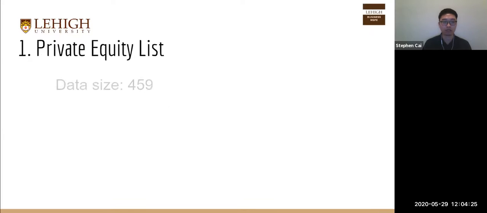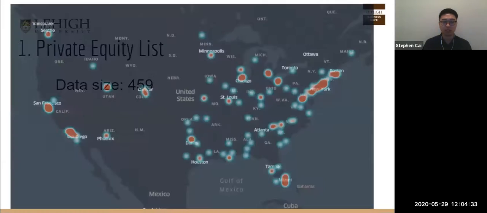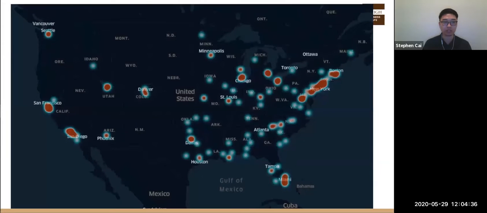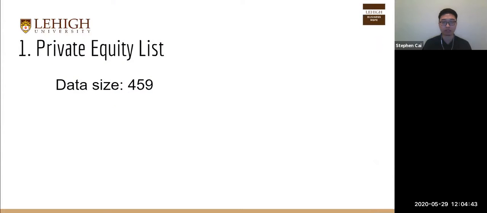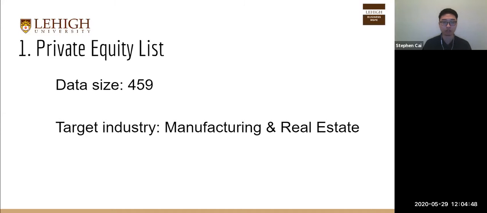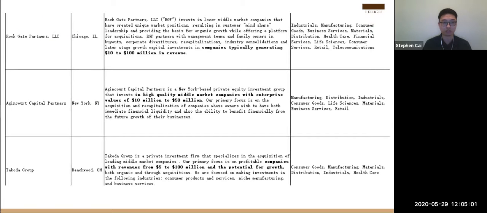So basically, we got more than 450 equities in this database. And as we can see, the locations of these equities almost cover all the big cities in the entire United States. Among these equities, we got 45 candidates that mainly focus on real estate or manufacturing. Since some equities mentioned their requirements for the target company in their introduction, while some didn't, I broadened their requirement like this if the company mentioned it.